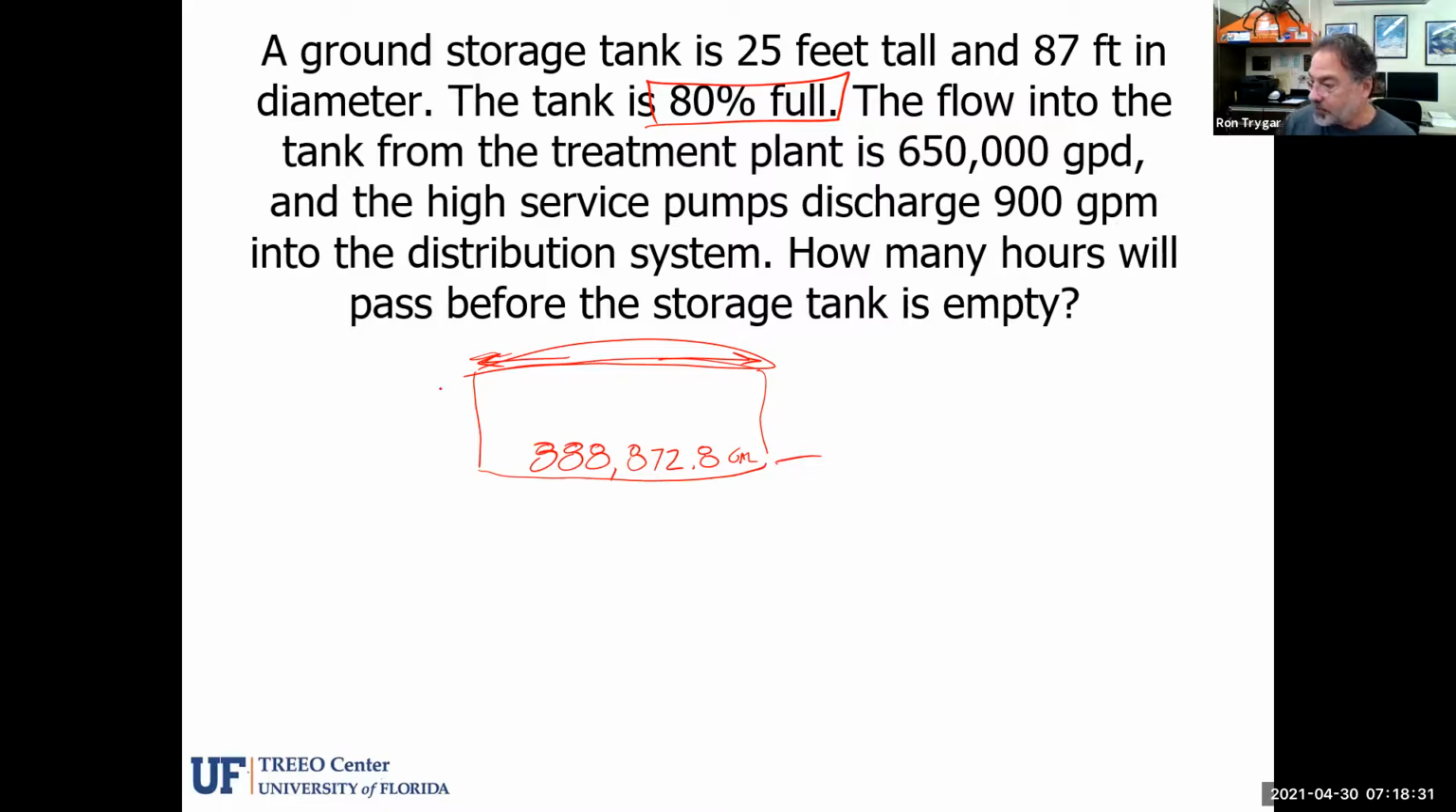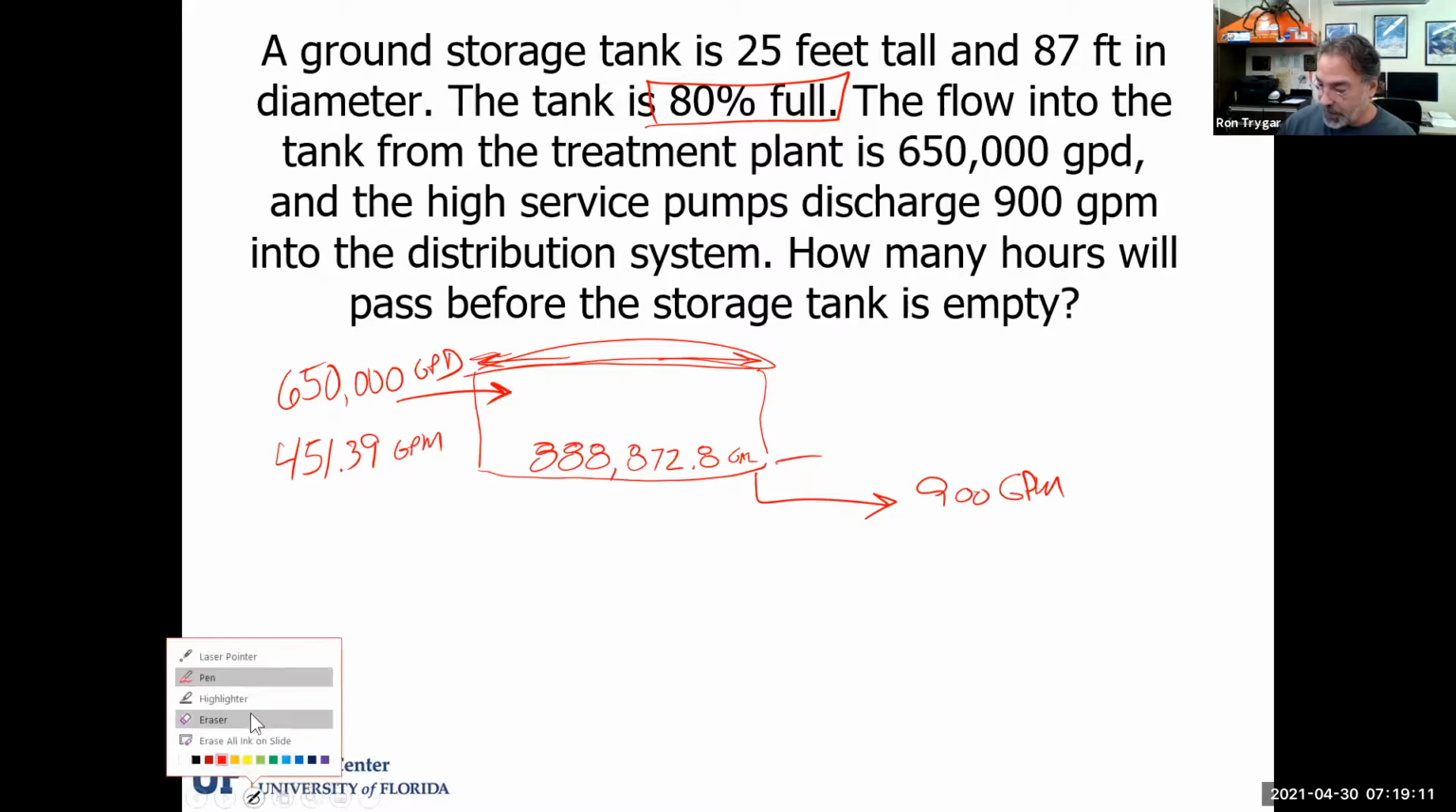The flow into the tank from the treatment plant is 650,000 gallons per day. And we're flowing out of the tank at 900 GPM. So let's go ahead and convert the 650,000 gallons per day into gallons per minute. So 650,000 gallons per day, divide that by 1440, and I'm coming up with a flow into the tank at 451.39 gallons per minute. There's our flow into the tank.